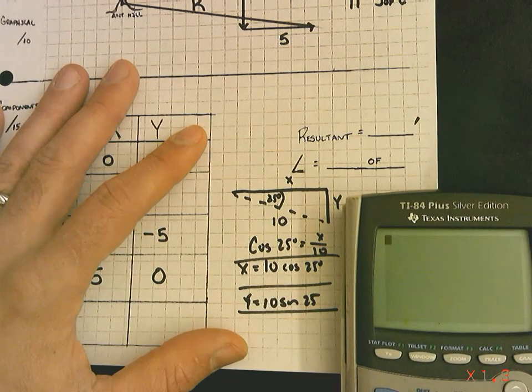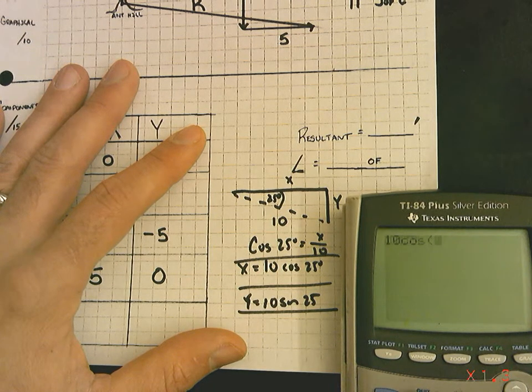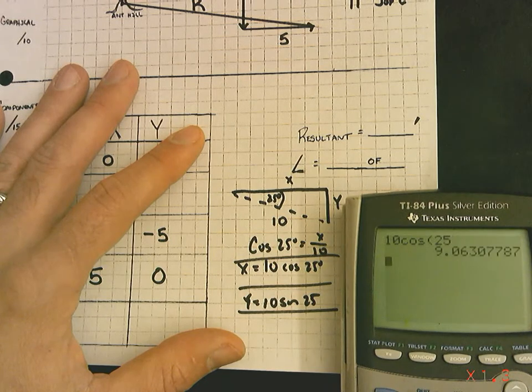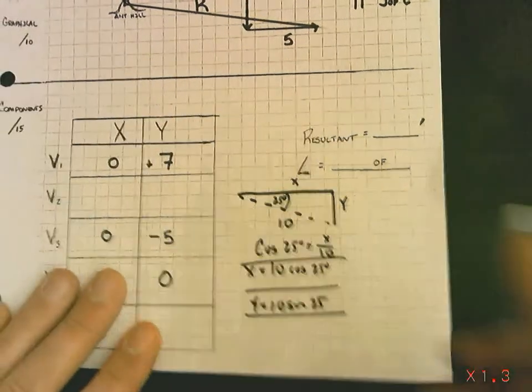So we say 10 cos. You might want to check to make sure in degree, which I am. 10 cos 25. 9.06 will be the x to the right.